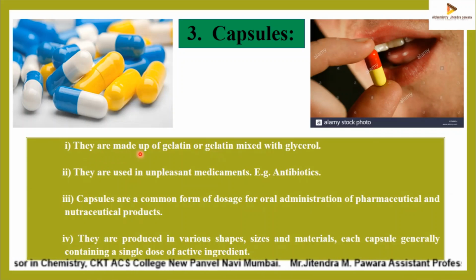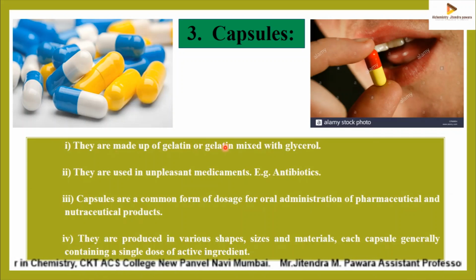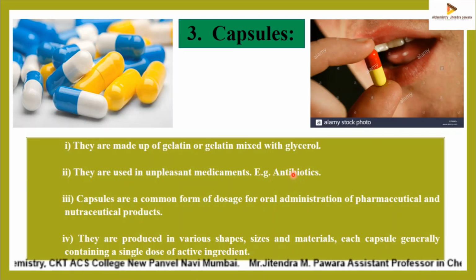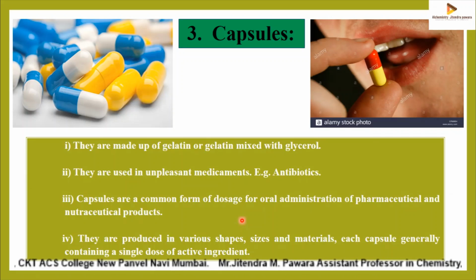So capsules are made up of gelatin or gelatin mixed with glycerol, and they are used for unpleasant medicaments, for example antibiotics. They are produced in various shapes, sizes and materials, and a capsule generally holds a single dose of active ingredient. This is all about capsules.